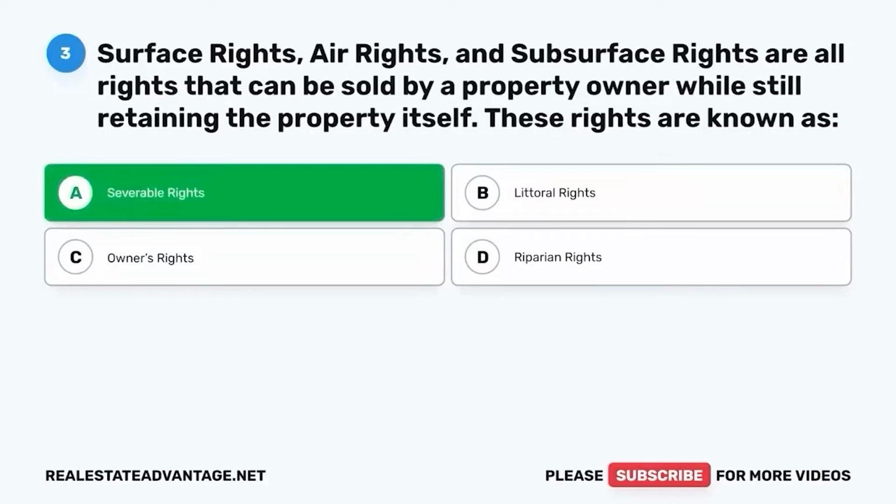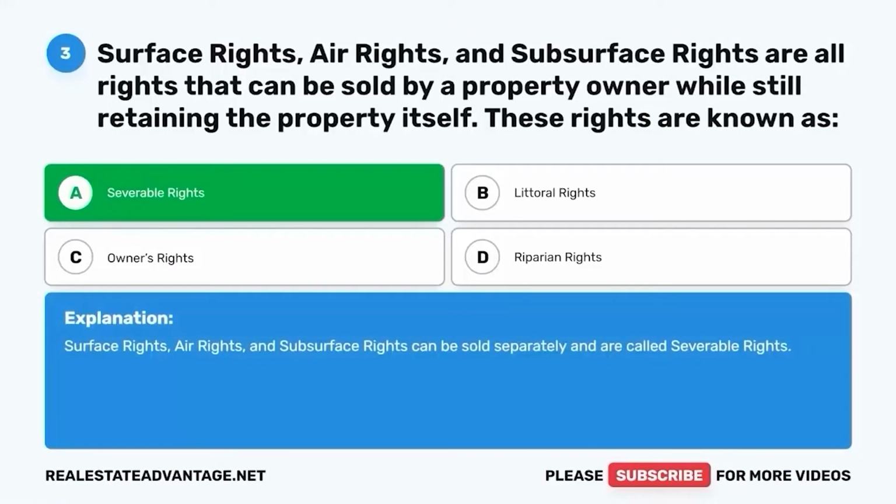The correct answer is A. Severable rights. Surface rights, air rights, and subsurface rights can be sold separately and are called severable rights.